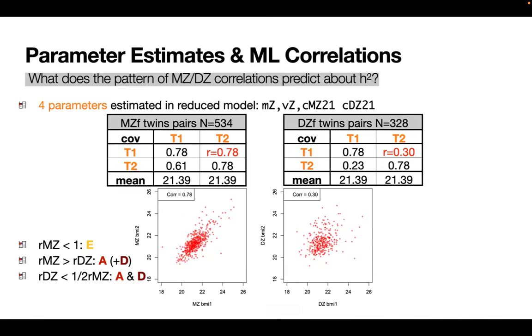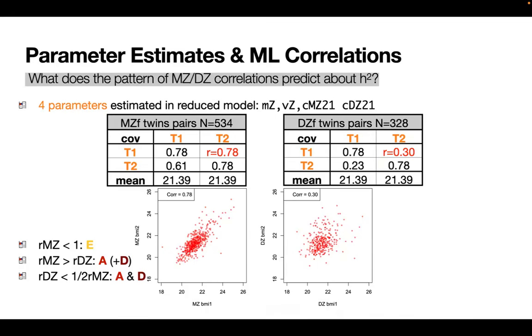And this pattern of correlations you should now be able to interpret, and clearly because we have an MZ correlation that's less than 1, there will be some unique environmental factors that contribute that even make MZ twins different from one another. Clearly, our MZ correlation is greater than our DZ correlation, so that would be consistent with genetic factors contributing to the variation of this phenotype as well.